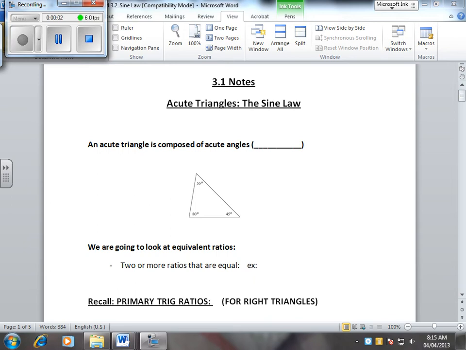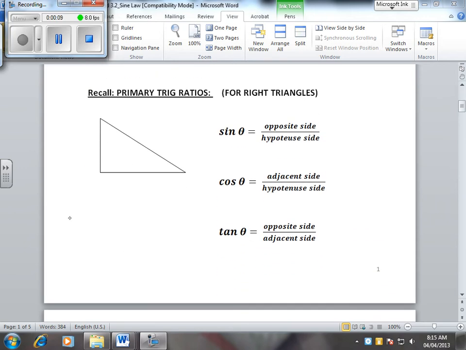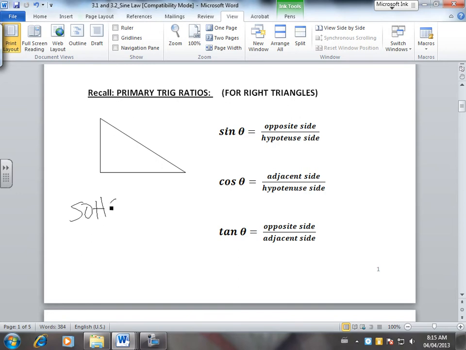On Tuesday's class, we did sine law for acute triangles, and we also talked about the primary trig ratios, so SOHCAHTOA, which should be a review from grade 10 math. And remember that you will be given these things on your data booklet, so you don't have to memorize them, but you do have to be very comfortable using them. So again, SOHCAHTOA should be review.